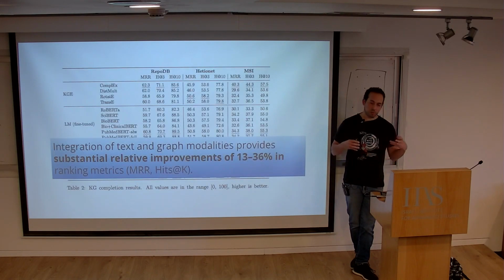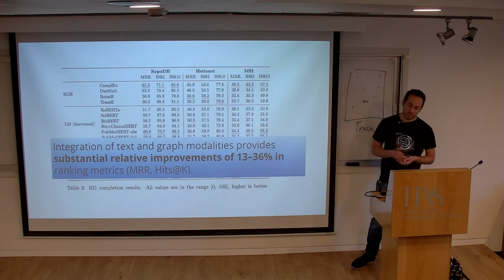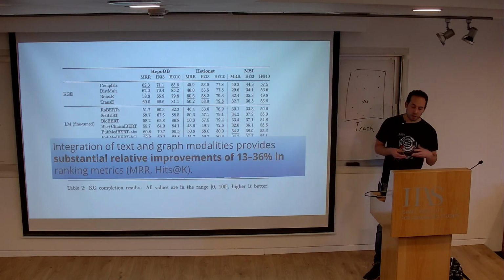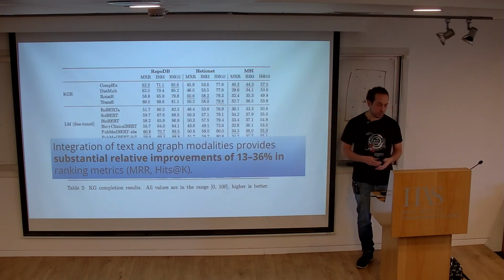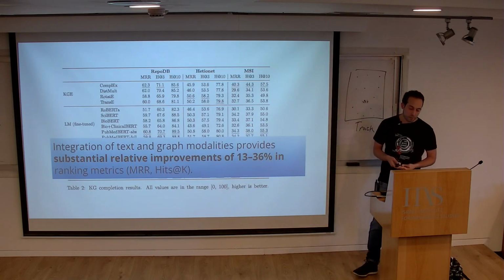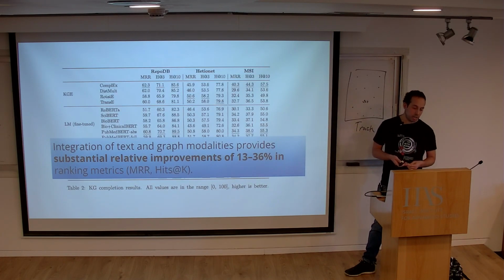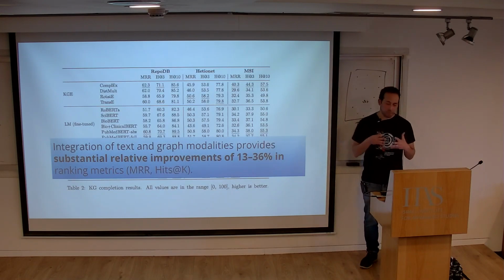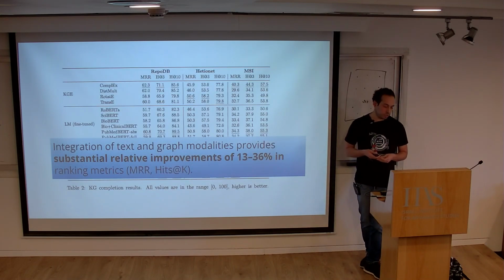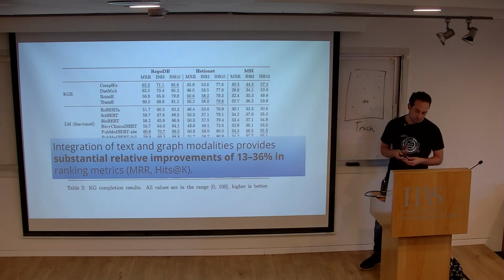And this simple integration of text and graph information provides a very substantial improvement in terms of all kinds of ranking metrics I'm not going to go into, over all kinds of state-of-the-art approaches, right? You can see RoBERTa again here and all kinds of other models. And this type of integration of text and graph information leads to really substantial improvements.